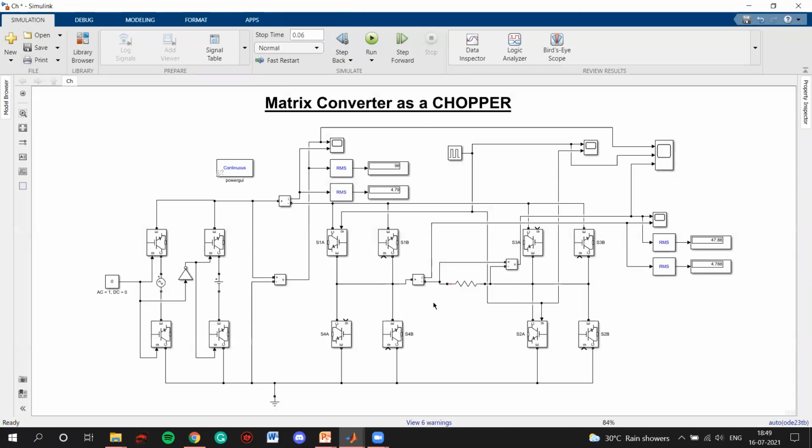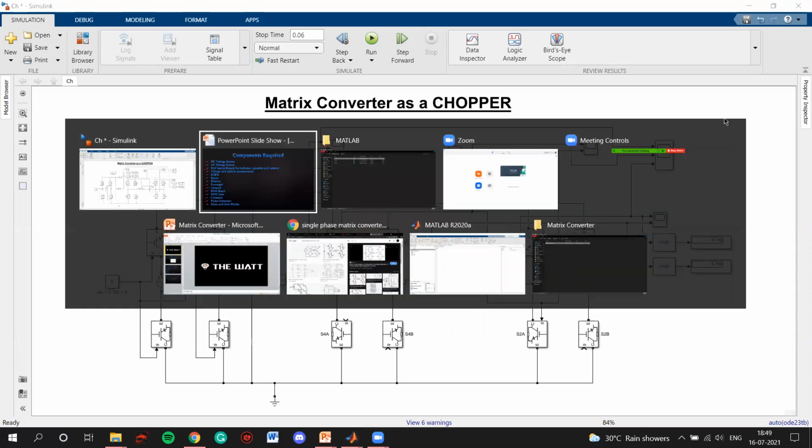So this was the simulation of single phase matrix converter as a chopper. So please do let me know in the comment section if any question is there from your side. So in the next video, we will see how to use or how to create different pulses to convert this matrix converter into an inverter.